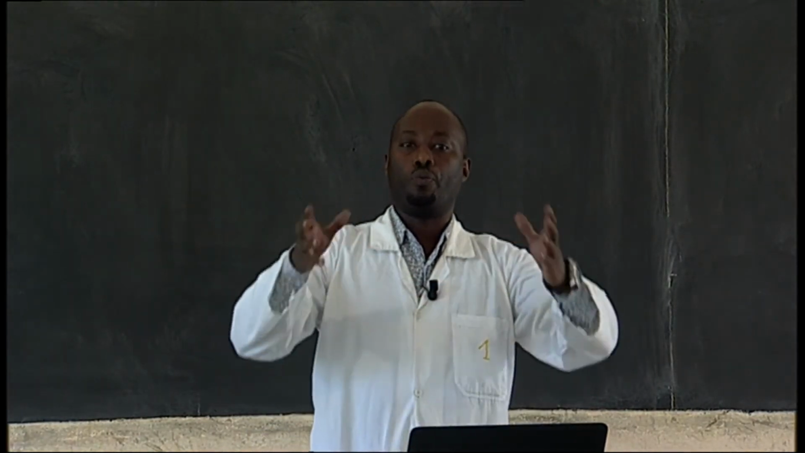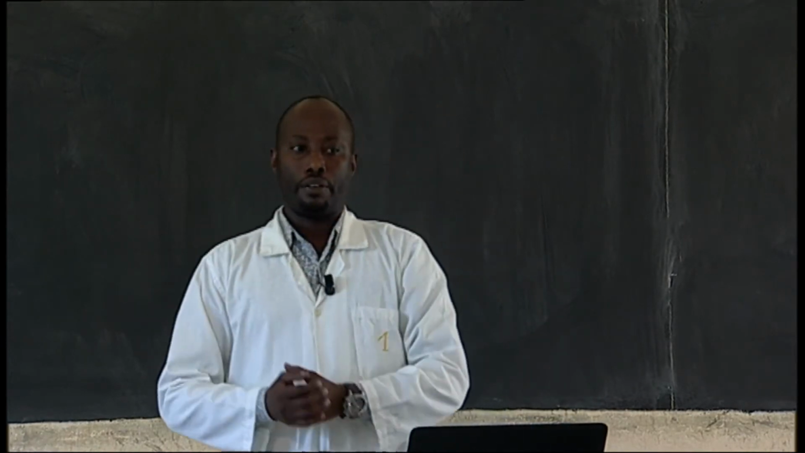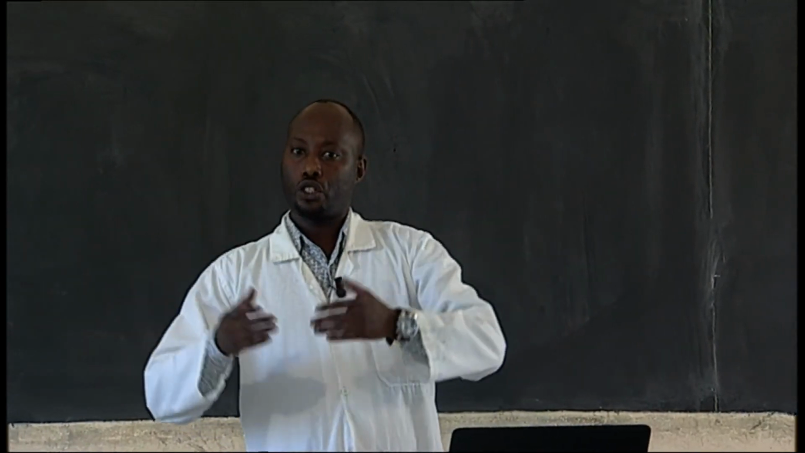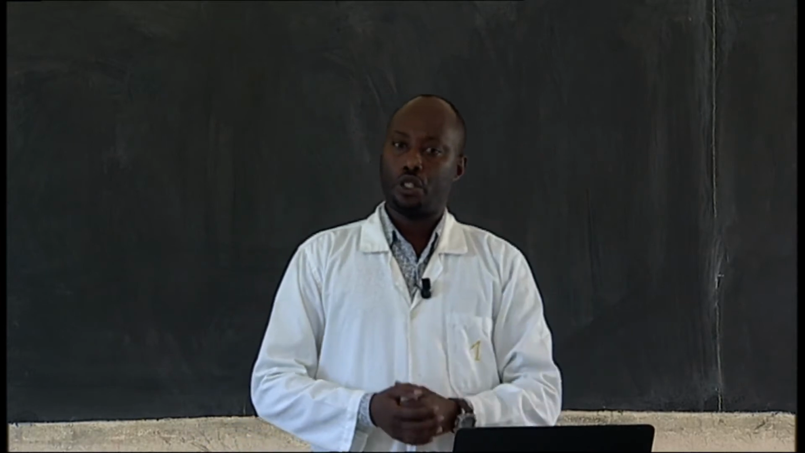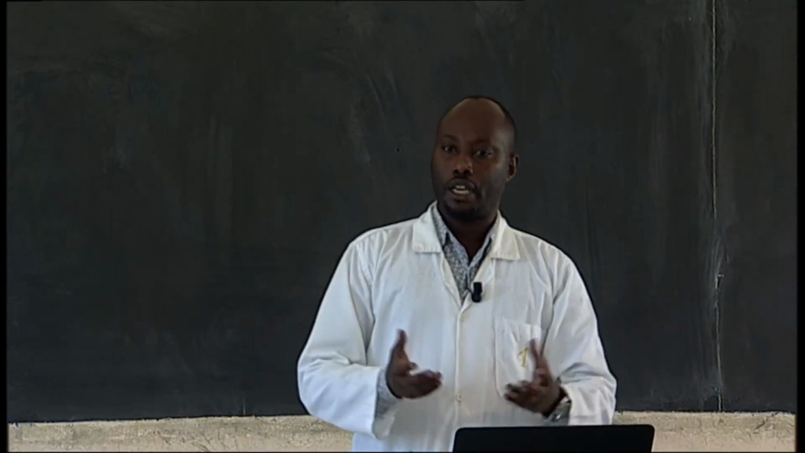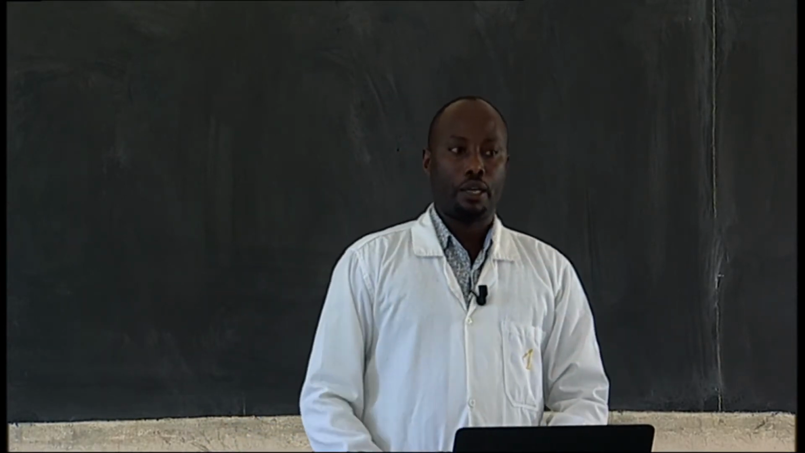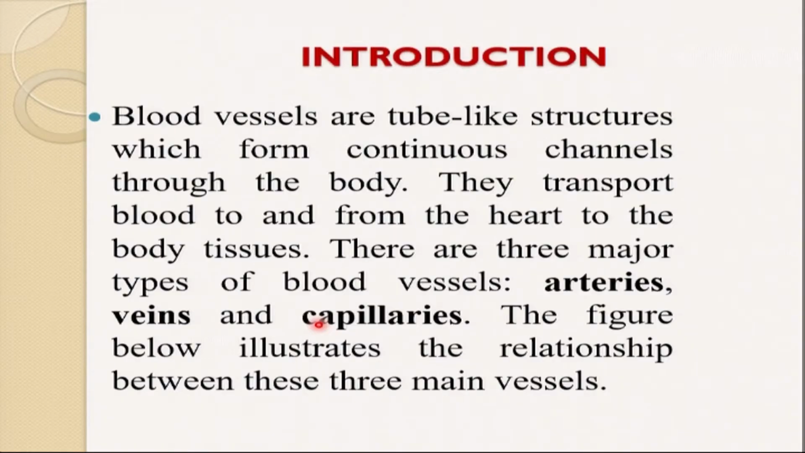So we're going to go through the three major types of blood vessels. We talk about their functions, their adaptations, and how their structure is made up. So I said blood vessels are tube-like structures, which form a continuous channel through the body.